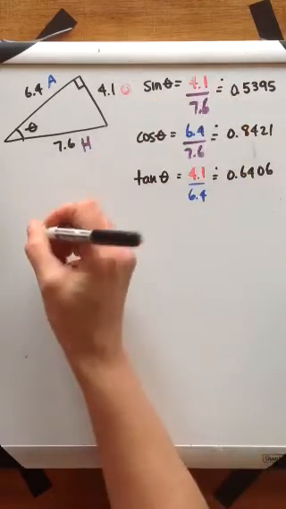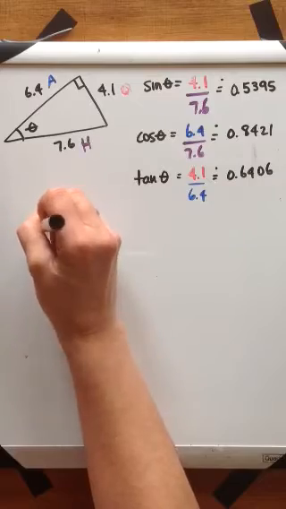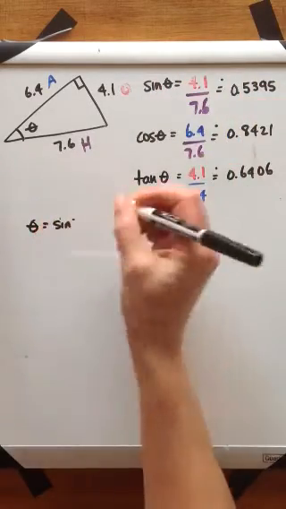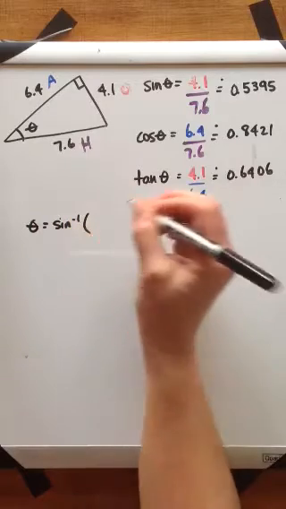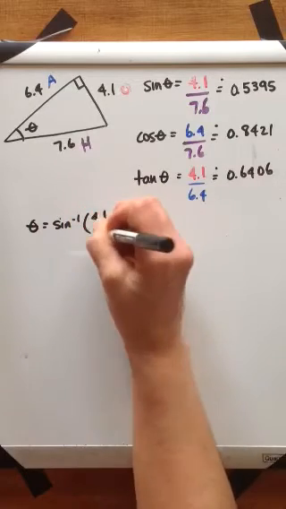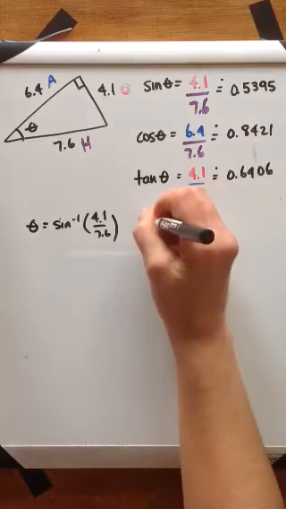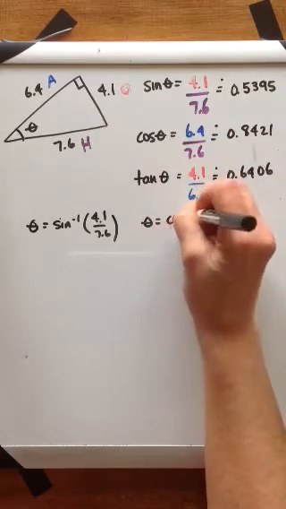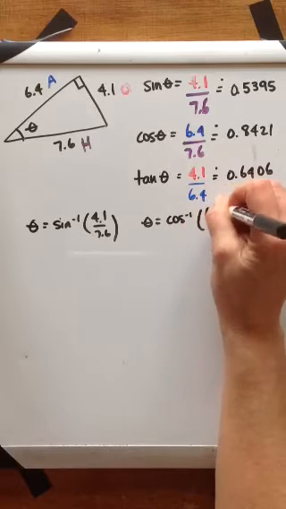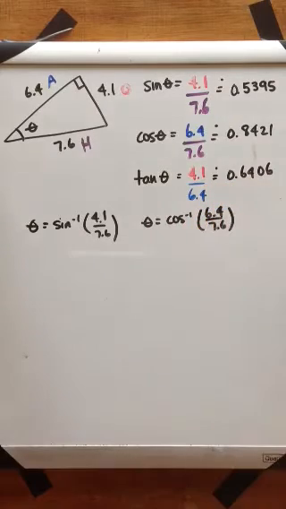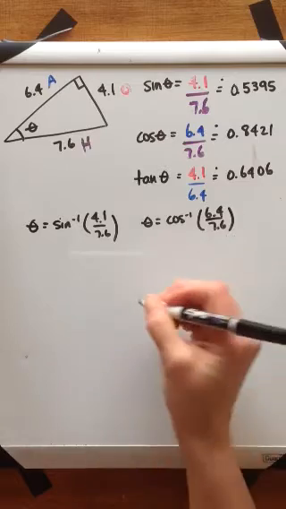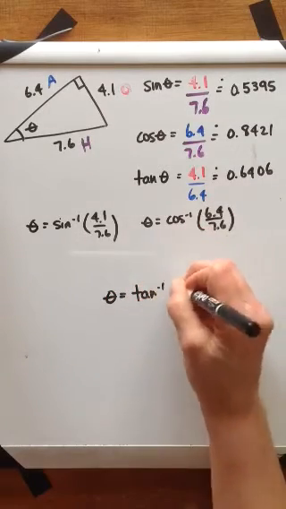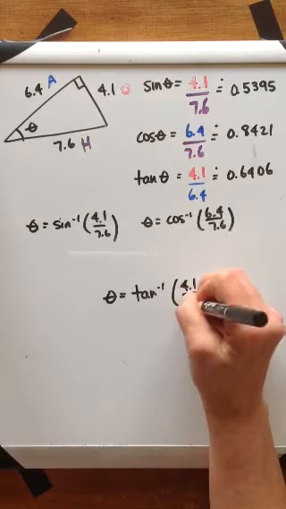So in the first case, using sine, I can recognize if I take the inverse sine of both sides, that theta is going to be equal to the inverse sine of 4.1 over 7.6. If I use cosine, it's going to be equal to the inverse cosine of 6.4 over 7.6. And then lastly, it's going to be equal to the inverse tangent of 4.1 over 6.4.